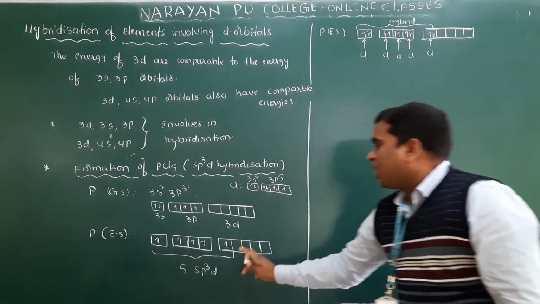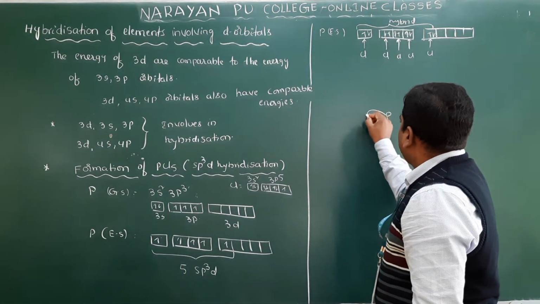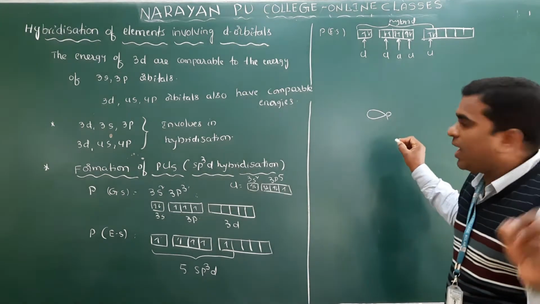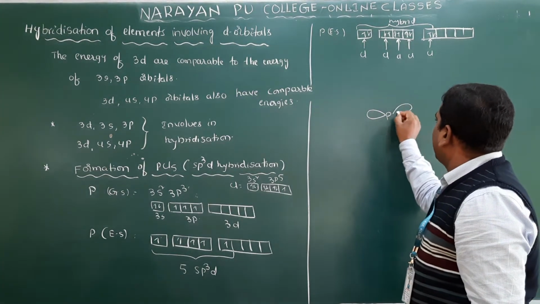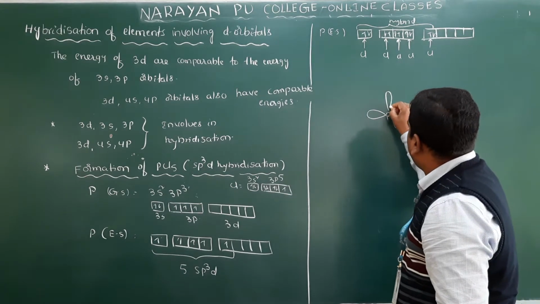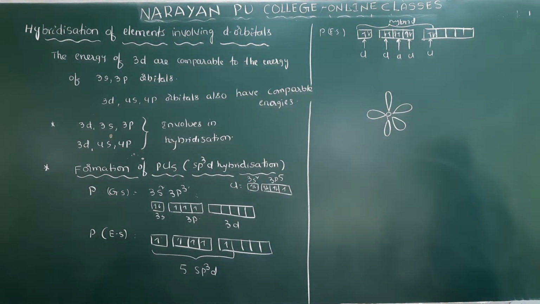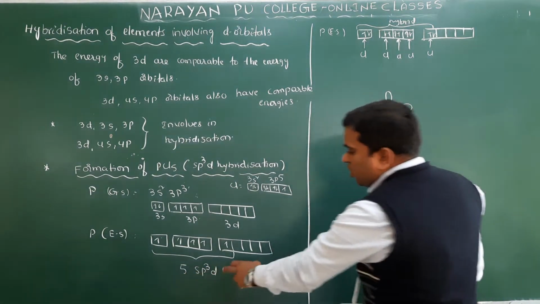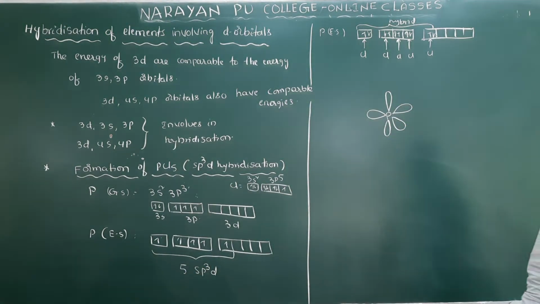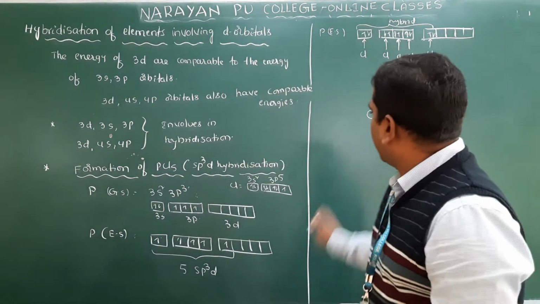Phosphorus. How many hybrid orbitals do we have? 5 sp3d hybridized orbitals. I am not writing the small d here, I am writing directly. These are 5 sp3d hybridized orbitals. Phosphorus is having how many hybridized orbitals? 5. So when there are 5 hybridized orbitals, it is sp3d. What is the shape of the molecule? Trigonal bipyramidal.